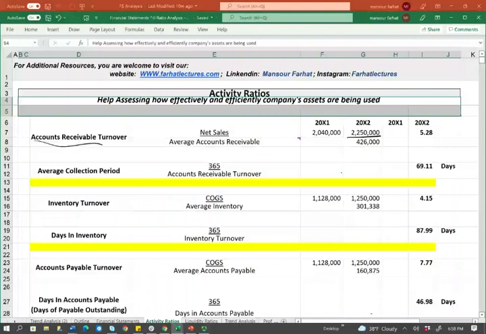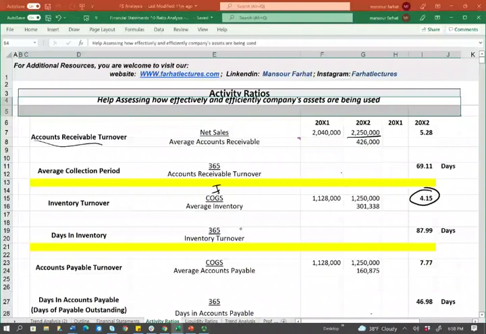This is how you manage your receivable. Another asset that we can measure is inventory turnover, how well you manage your inventory. How do we compute this? We take cost of goods sold, which is an income statement account, and guess what? We're going to divide it by average inventory. Why? Because the numerator is an income statement account. And if we compute it, we find out it's 4.15.